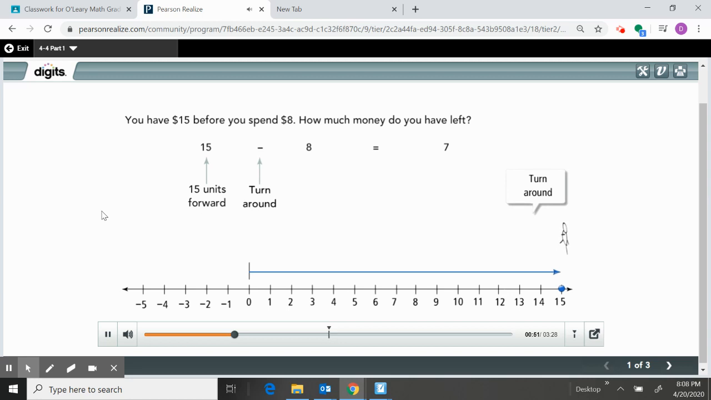The subtraction sign tells you to turn around. The positive number 8 tells you to move forward 8 units.